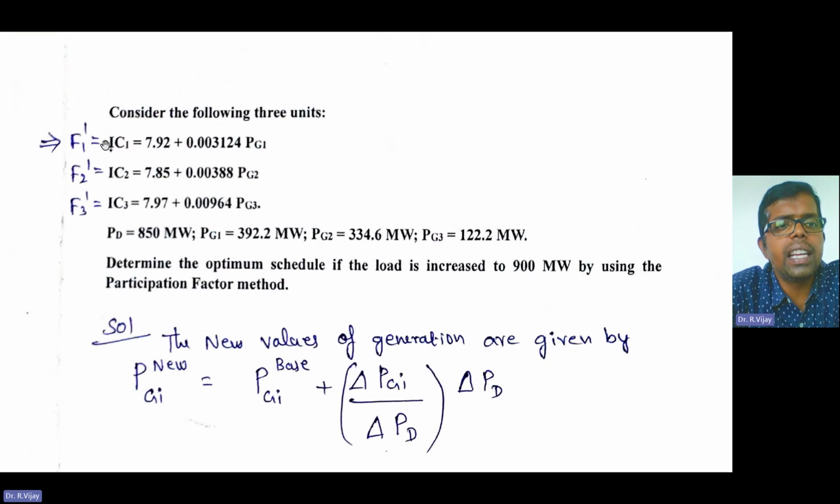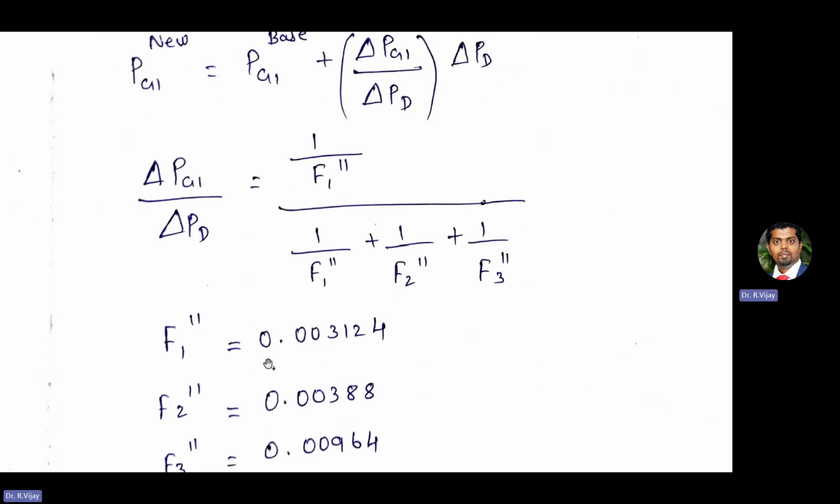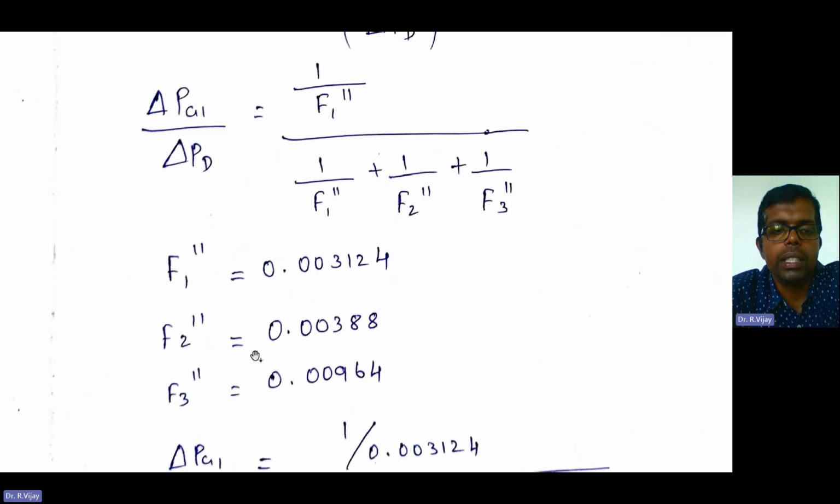You need to differentiate again with respect to PG1. If you differentiate again with respect to PG1, this becomes 0 and this becomes 1. So this answer alone will come. If you differentiate F1 dash with respect to PG1, you get 0.003124. That is F1 double dash as 0.003124. Similarly, F2 double dash.